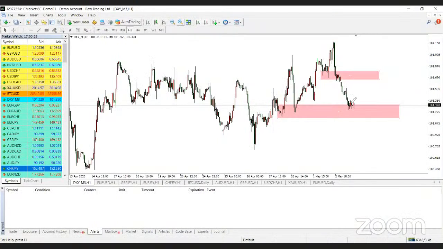Nothing major. You can see there's still some little reaction here. And then, as we said, the market might still move sideways. Who knows? It might still move sideways because of the big one, FOMC, coming out by 7 p.m.